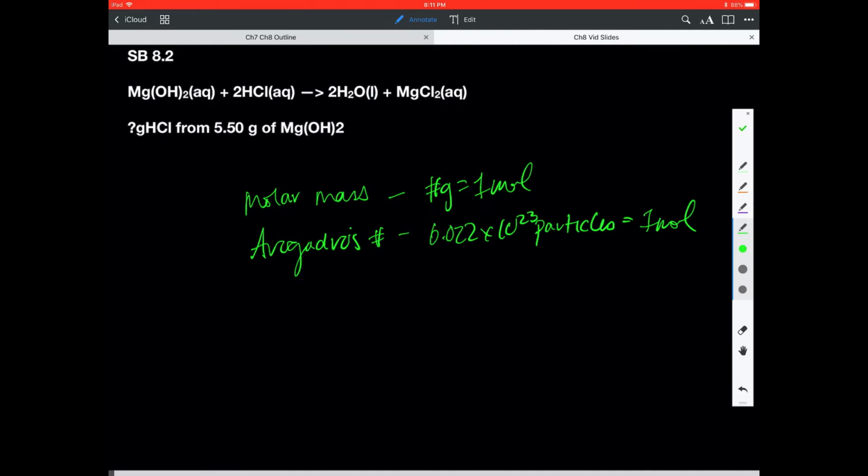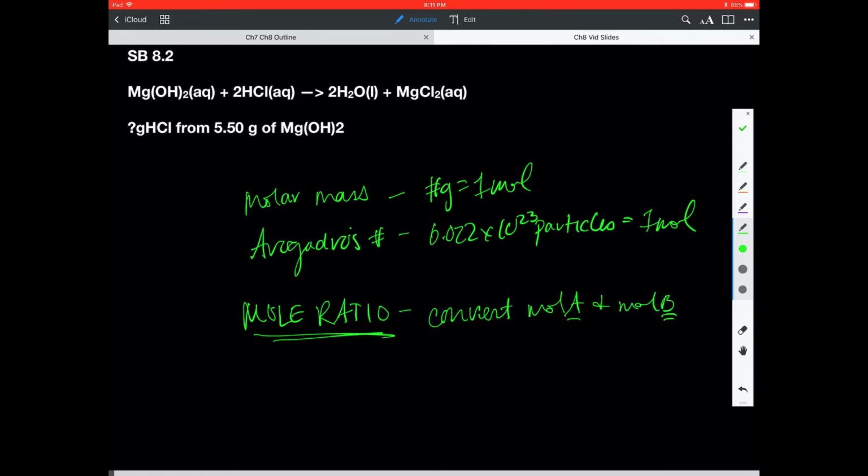In this chapter, we introduced one new key conversion factor. Basically, everything else is the same. All that math we learned in the previous chapter is applicable here, and we will use it. The only new thing, really, is the concept of the mole ratio. Again, this is the only conversion factor that we've learned to date that allows us to convert between moles of A and moles of B, moles of two different substances, right?